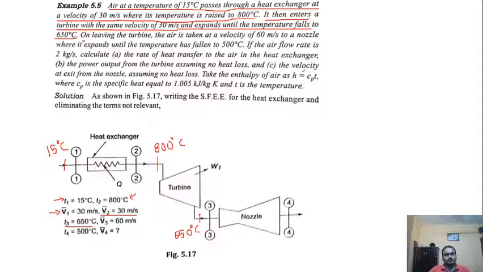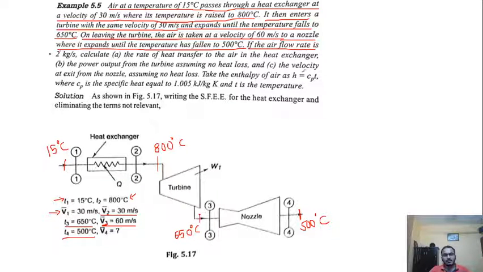Now, on leaving the turbine, the air is taken at a velocity of 60 meters per second. So now the velocity at the exit of the turbine is 60 meters per second, to a nozzle. So now it is taken into the nozzle, where it expands until the temperature has fallen to 500 degrees Celsius. So here the temperature T4 has fallen to 500 degrees Celsius.